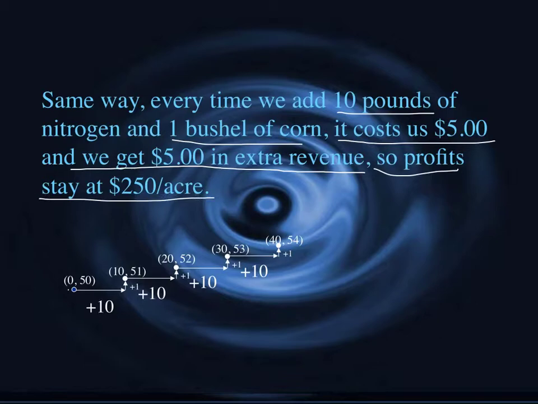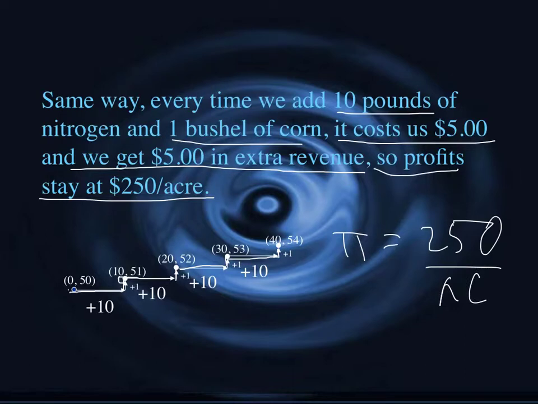So if we go from (0, 50) to (10, 51), we've added 10 pounds of nitrogen and got 1 more bushel of corn. Add 10 pounds of nitrogen and get 1 more bushel of corn, that puts us at (20, 52). At (20, 52), profits again are $250 per acre. 10 more pounds of nitrogen, 53 bushels of corn. As long as we keep going to this 10-to-1 ratio, over 10 and up 1, we're going to continue to make profits of $250 an acre. Everywhere on this line.